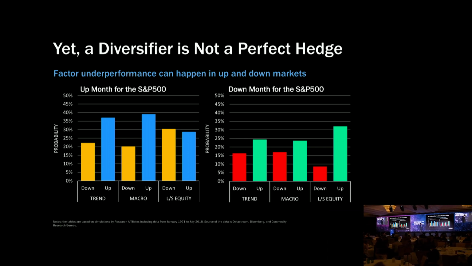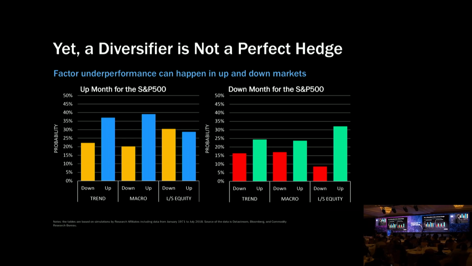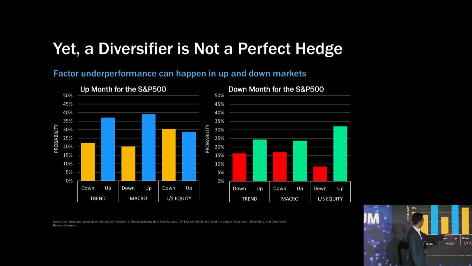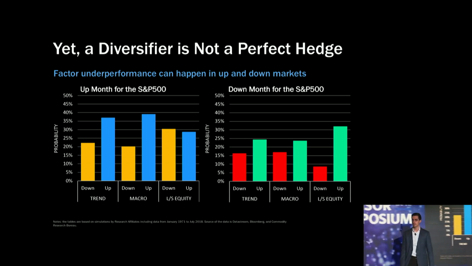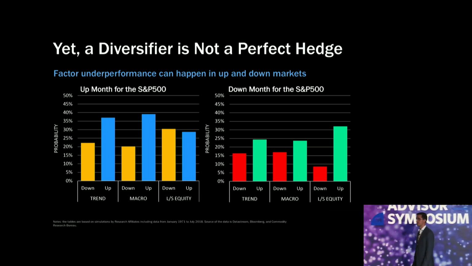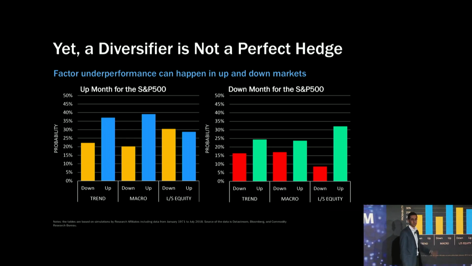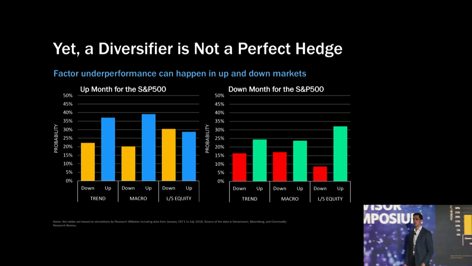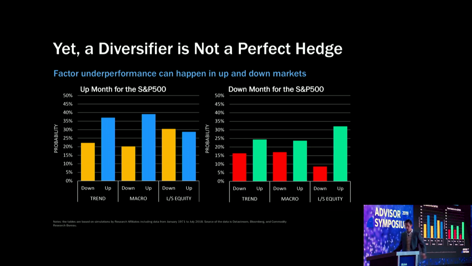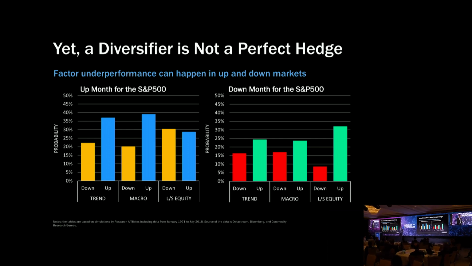What about down months for the S&P? The chart on the right. Trend and macro, again, are more likely to do well, but they can still do poorly. What about the long-short equity? Very likely to do well rather than poorly, but still there is the chance that it can do poorly, that you lose money. So, adding up, they're a great hedge against bear markets, yet a little bit of everything can happen. That's a little bit depressing.